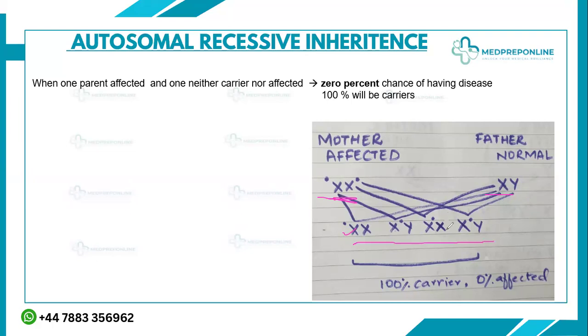That means that the genetic mutation will come from the mother's side. But the father doesn't have any mutation, so obviously the second genetic mutation will not be there, so all will become carriers. And when they talk about the affected child, obviously 0% affected, so 0% chance of having the disease, and 100% will be carriers. So it's very simple.